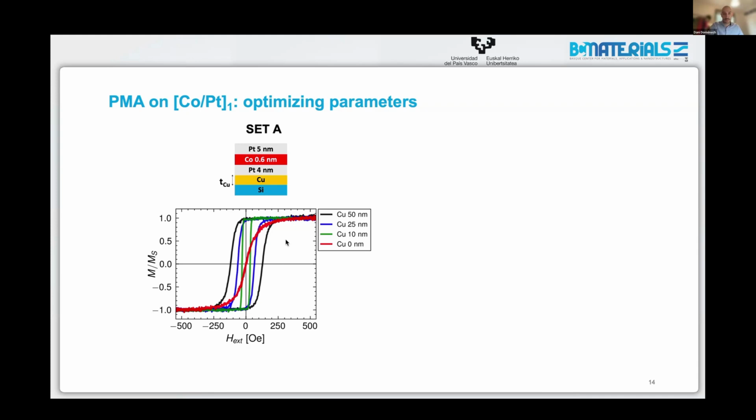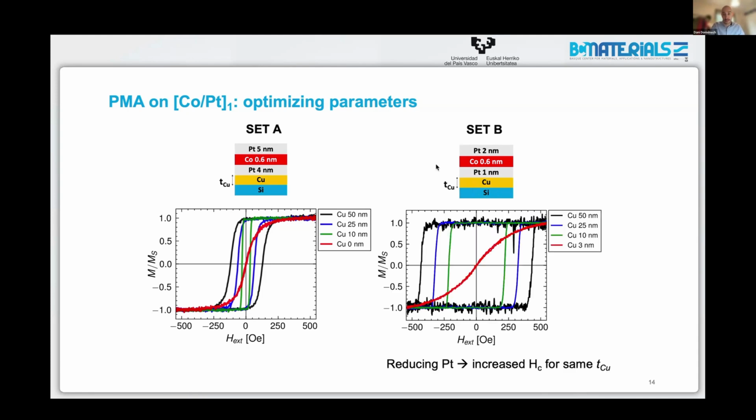We have room to optimize parameters, and now I'm going to present another set of samples which only varies in the amount of platinum above and below the cobalt layer. Again, we are going to compare the same thicknesses of copper. And the results show that there are significant differences in the magnetic behavior for the same amount of copper by reducing the amount of platinum.